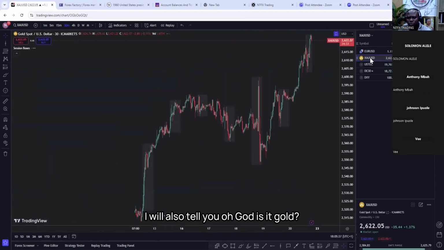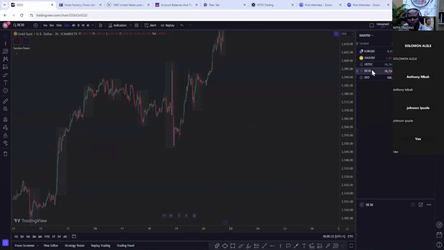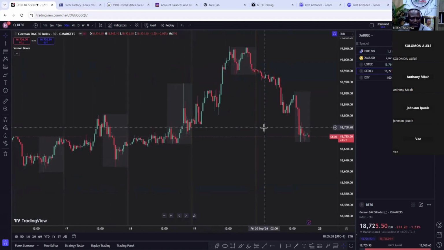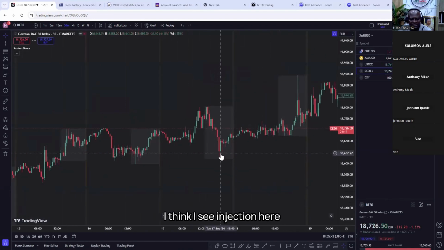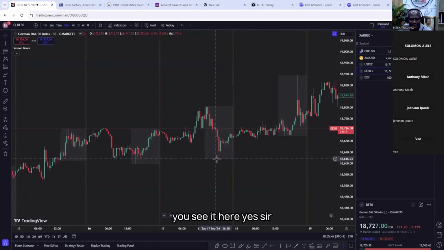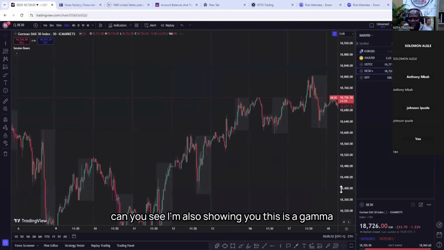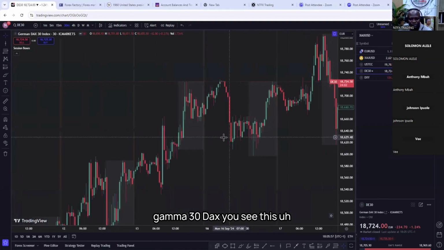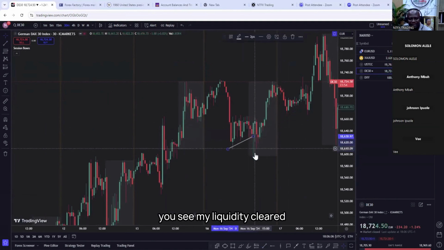Where did I see that? The injection was so powerful that I think you are seeing injection here. You see it here? Yes, sir. This confirms that this is liquidity. This is my injection. Boom. Can you see? I'm also showing you this is a Gamma 30 DAX. You see my liquidity cleared.